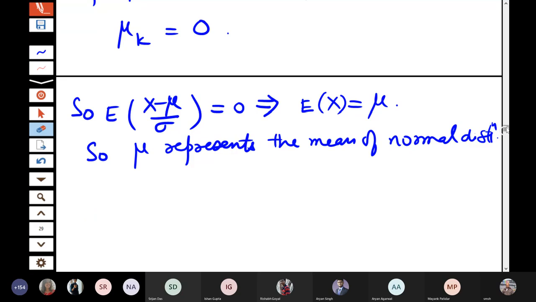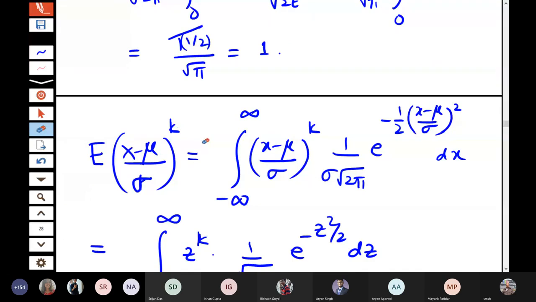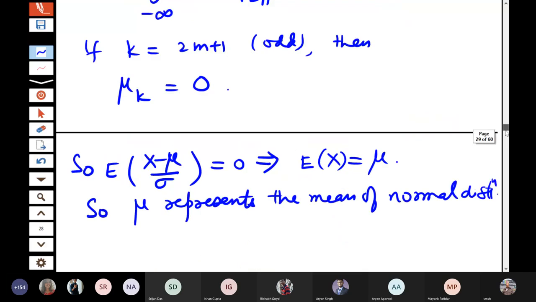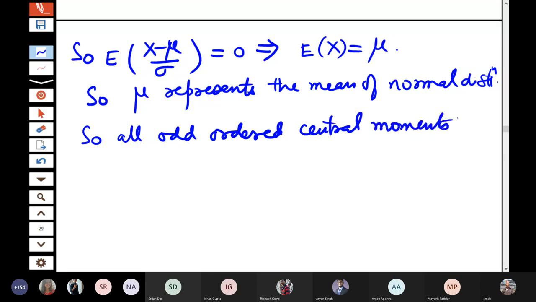So what I have calculated here is expectation of x minus mu to the power k divided by sigma to the power k. So these expectations of x minus mu to the power k will become central moments, because mu we have shown to be the mean. Okay, so the result is that all odd ordered central moments of a normal distribution vanish.